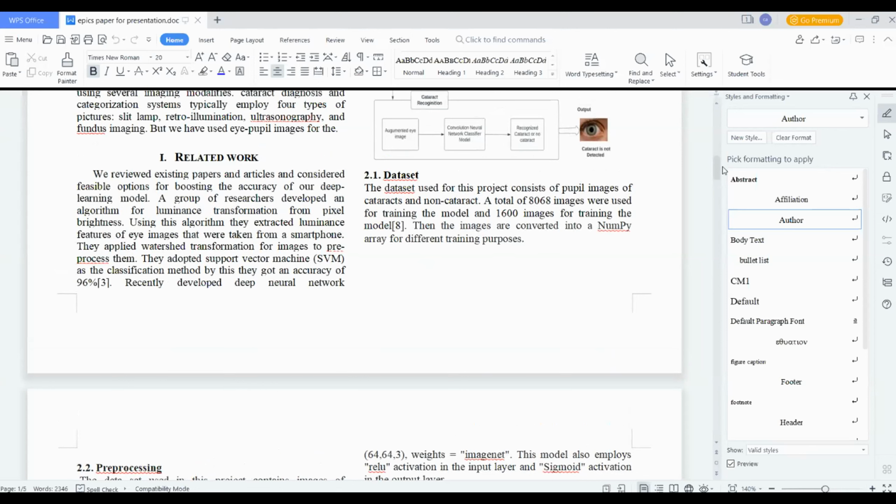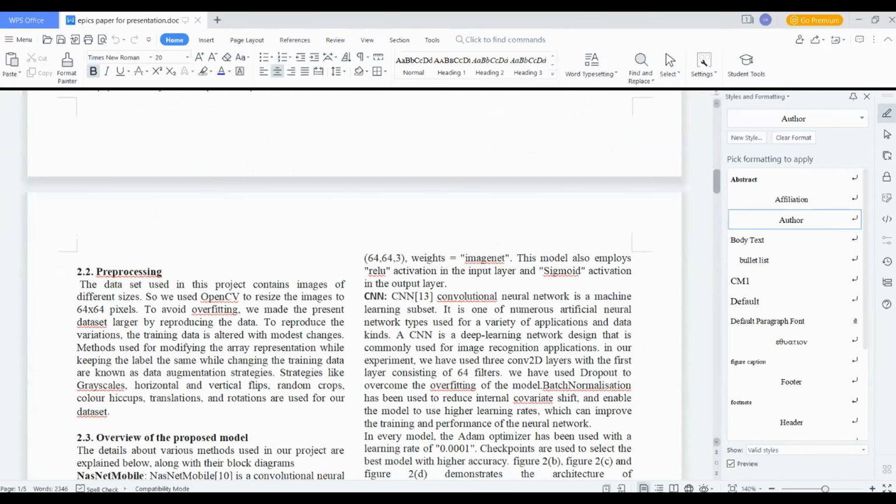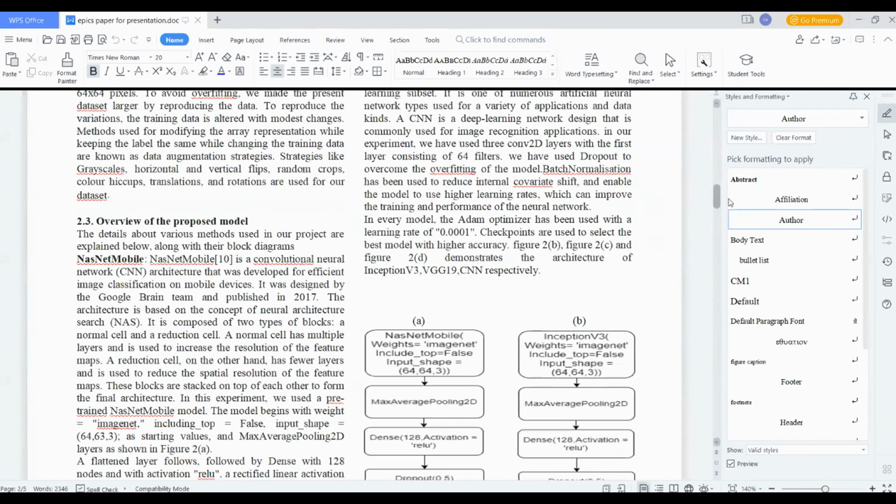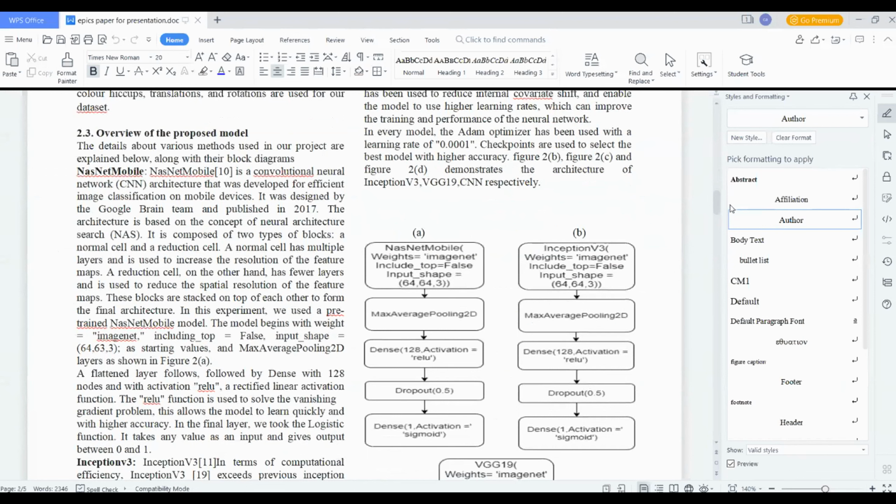If you can see in figure 2E, this gives the architecture of the model that we developed. We actually used three transfer learning techniques. Transfer learning means these methods are already pre-trained on a dataset called ImageNet. We use the model weights from that and fine-tune the models on our image sets. We used three pre-trained models: one is NASNet, the second is Inception V3, and the third is VGG19. We got the higher accuracy using NASNet Mobile.